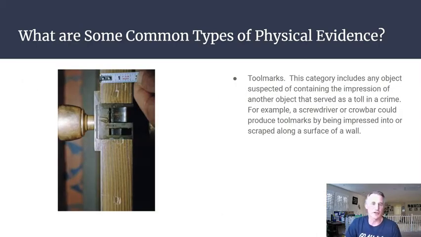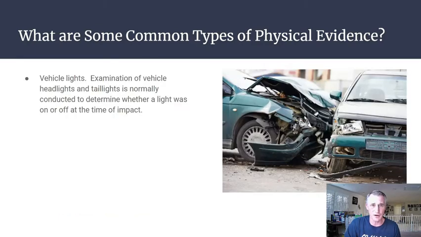Tool marks. This could be tool marks on window panes, doors, door jambs, wherever, usually from forced entry. It could be somebody using a hacksaw to cut open maybe a chain on a fence, or a yard or something like that. So any of those could be used, tool marks. Vehicle lights, this happens a lot during auto accidents. They can actually do an examination of the vehicle headlights and taillights, and they can determine whether the lights were on or off and things like that.